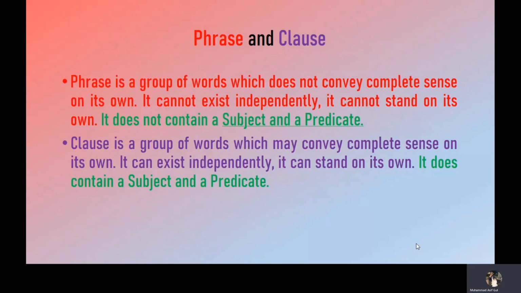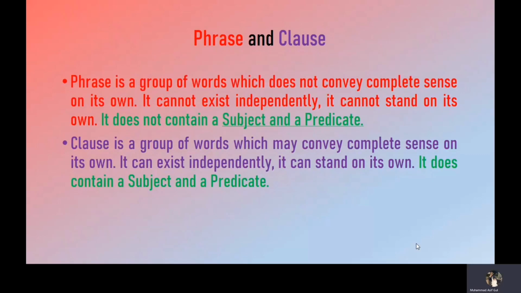Here are the proper definitions of a phrase and a clause. A phrase is a group of words which does not convey complete sense on its own. It cannot exist independently. It cannot stand on its own. It does not contain a subject and a predicate. On the other hand, a clause is a group of words which may convey complete sense on its own. It can exist independently. It can stand on its own. It does contain a subject and a predicate.